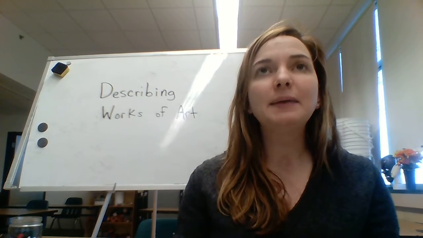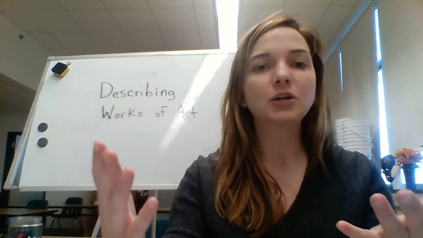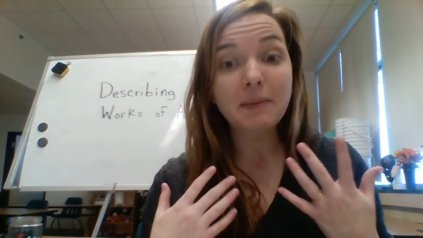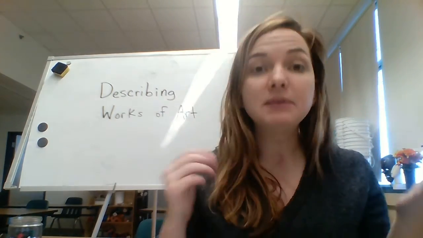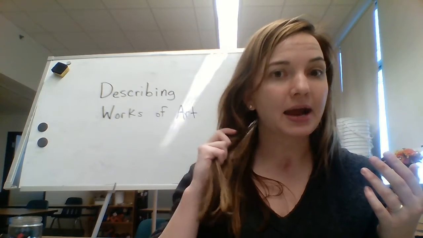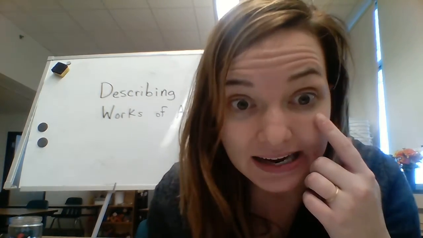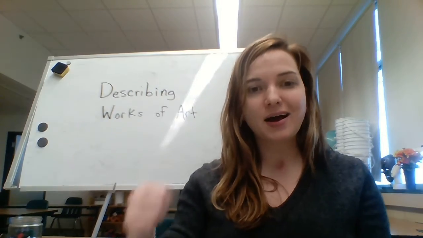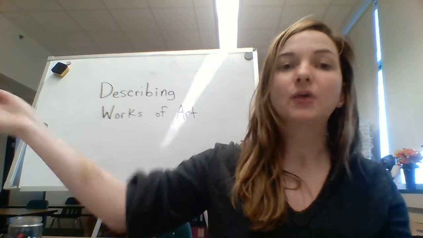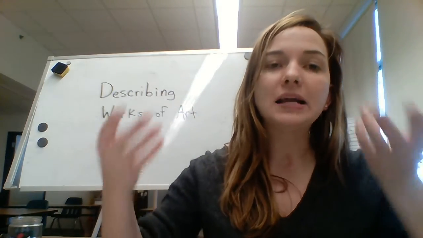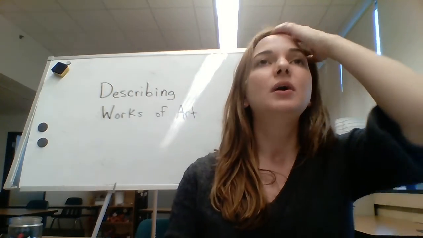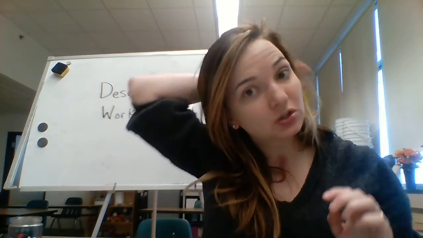Okay? To describe something means to tell us what you're looking at, right? If you were describing me, your art teacher, you would say Mrs. O'Neill has long brown hair. You might say she has green eyes. You might say she's wearing a gray sweater. That would be telling us what you see, right? So to describe something is to tell us what you're looking at.